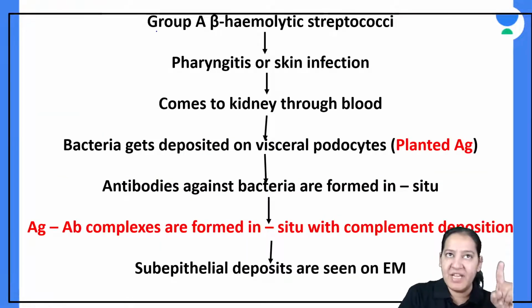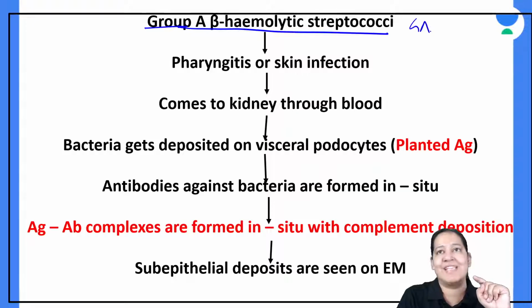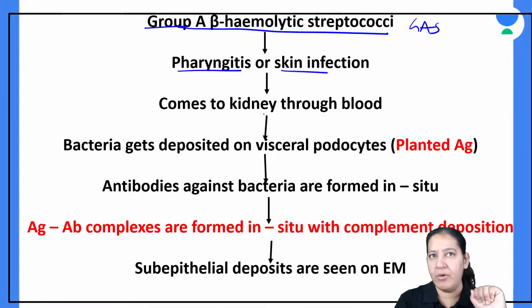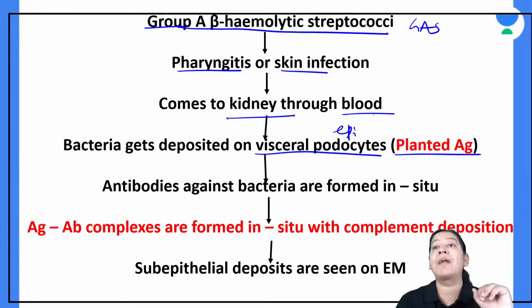So there is a bacteria. The name of the bacteria is group A beta streptococcus bacteria, known as GAS bacteria. It will come in the human being and cause pharyngitis or skin infection in that human being, right? Now the bacteria will come in the blood. From the blood, it will go to the kidney. In the kidney, it will go to the filtration barrier. In the filtration barrier, it will get deposited on the visceral podocytes, that is epithelium. Now this bacteria is known as planted antigen.